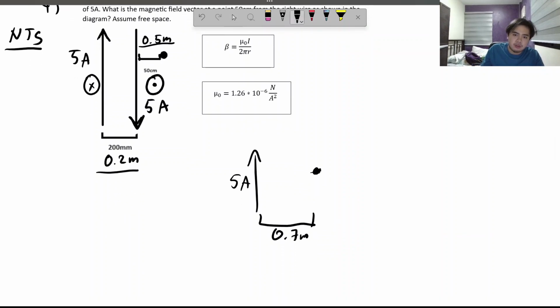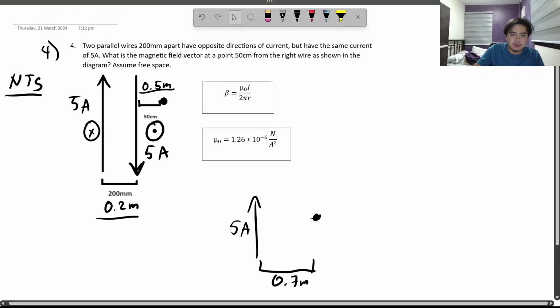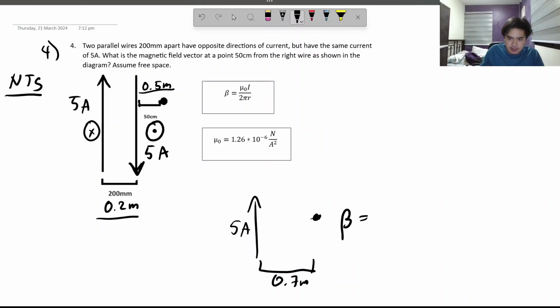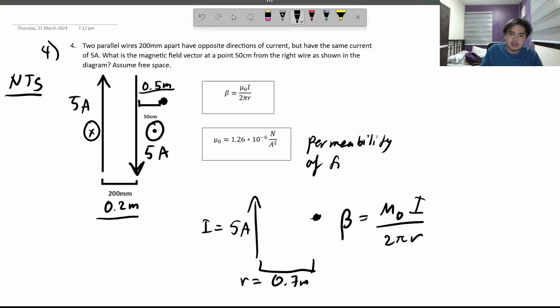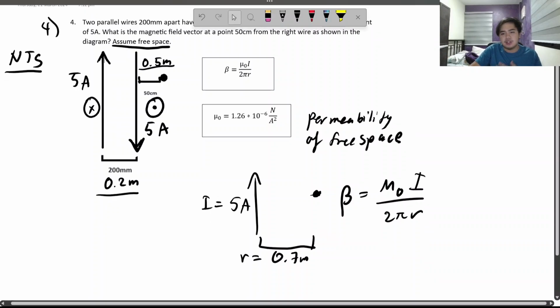So, what is the magnetic field? This is the formula. B is mu 0 times I over 2 pi r. R is the distance, I is the current, and mu 0 is the permeability of free space. Usually, air can be considered free space. It has a small enough coefficient, but we're assuming free space anyway in the question here, so that's good.